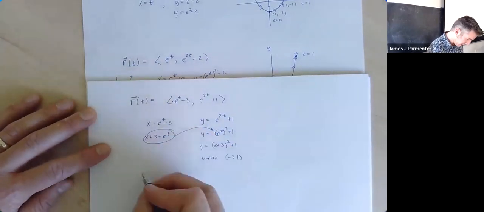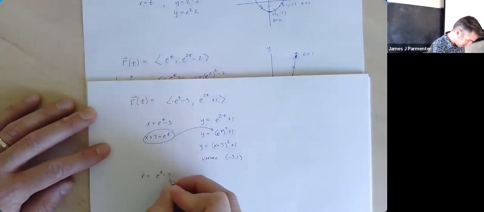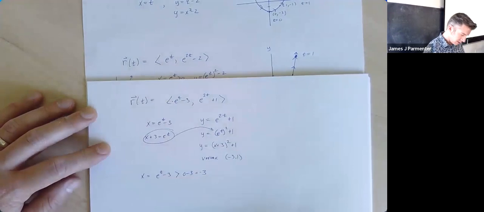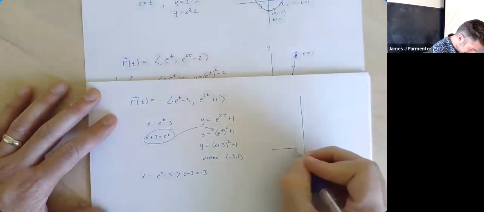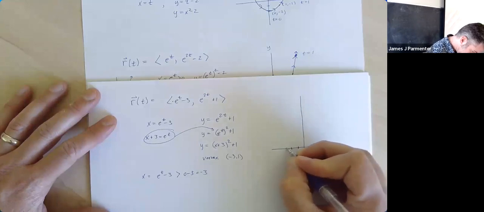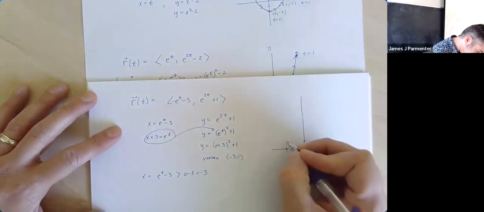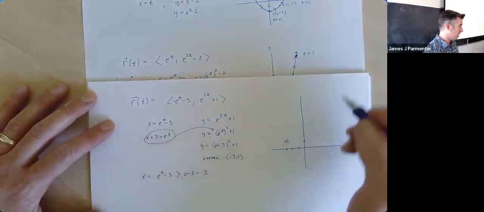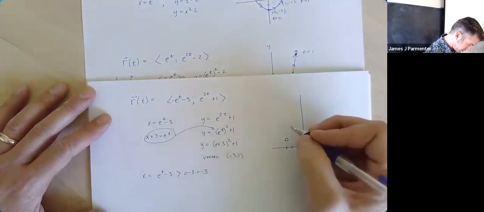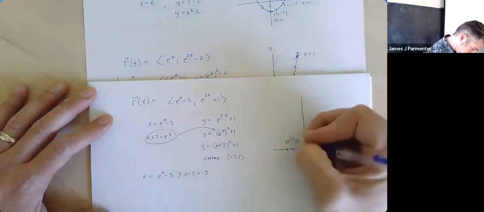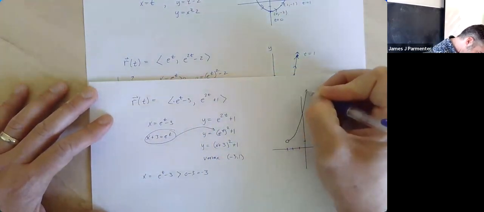Great. Well, just like before, e to the t is still always positive. So x equaling e to the t minus 3 has to be bigger than 0 minus 3, which is -3. So we're essentially starting at the vertex. The vertex would have been (-3, 1). I should say we're almost starting with the vertex. We don't actually get that point. So we're going to almost start right there, and then we're just going to go up and up to the right. Okay, so it's going to look like that.